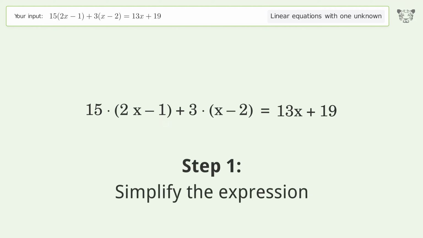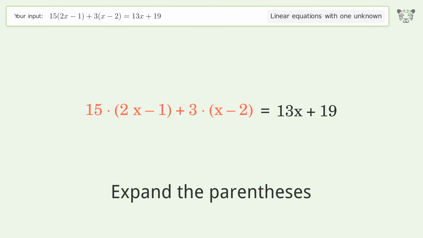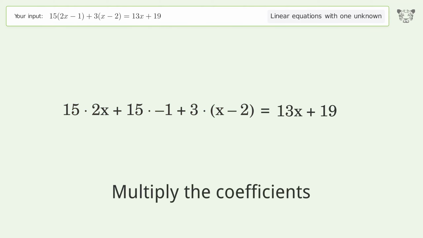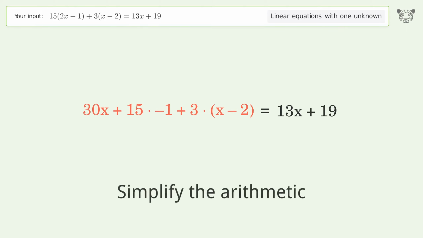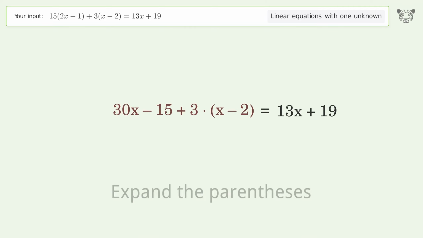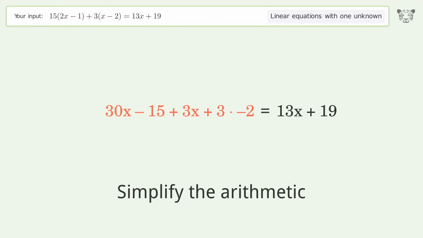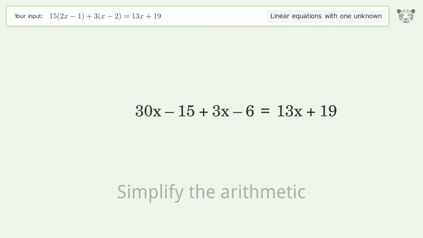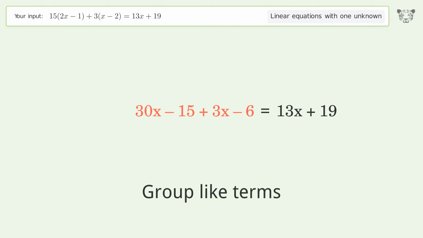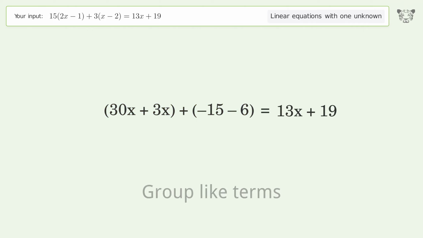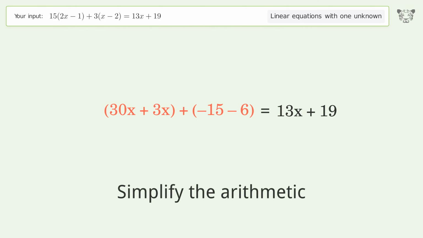Simplify the expression. Expand the parentheses. Multiply the coefficients. Simplify the arithmetic. Expand the parentheses. Simplify the arithmetic. Group like terms. Simplify the arithmetic.